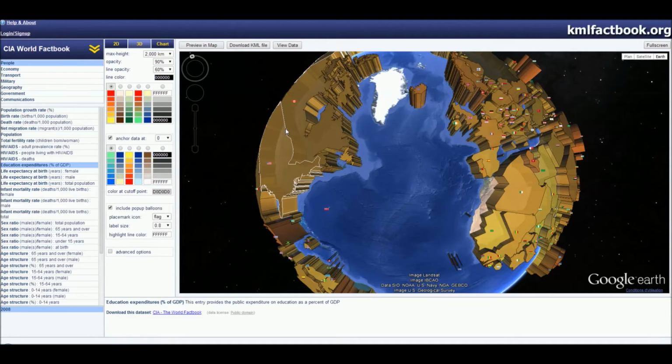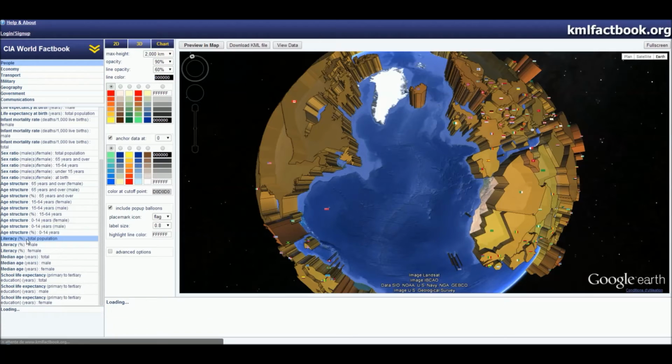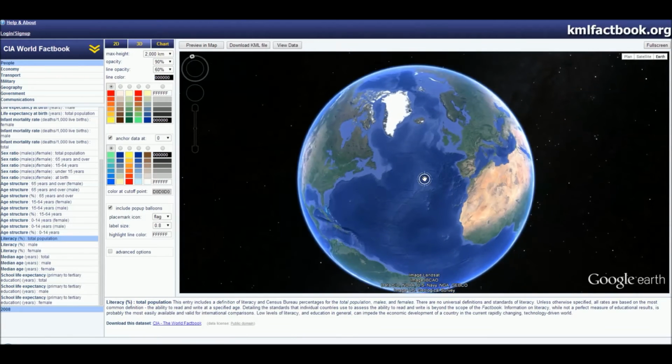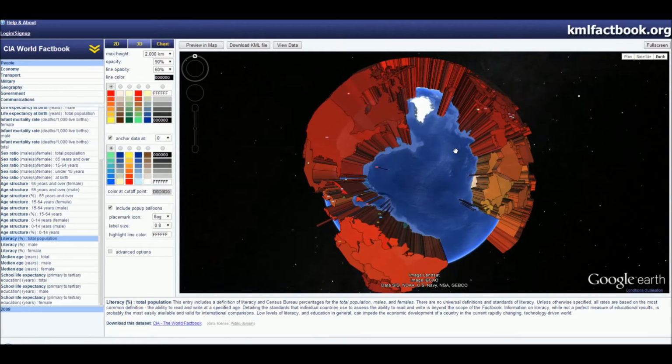So let's stay in the education part of the index measurements. I'm going to choose literacy rate, percentage of the total population. So we can see, first of all, it's really high all over the world, but what is the literacy rate? Because it's a very important one. It is the percentage of people with the ability to read and write in a country.